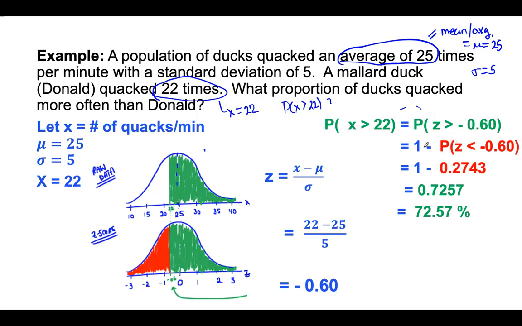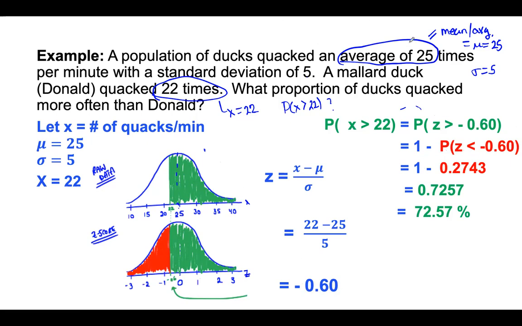We want, so we want this side, right? But the table gives us this value over here. So we can take the whole area, which is 1 minus that right area. So 1 minus the probability that Z is less than negative 0.60.